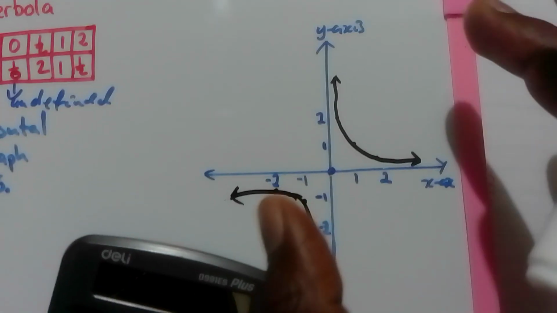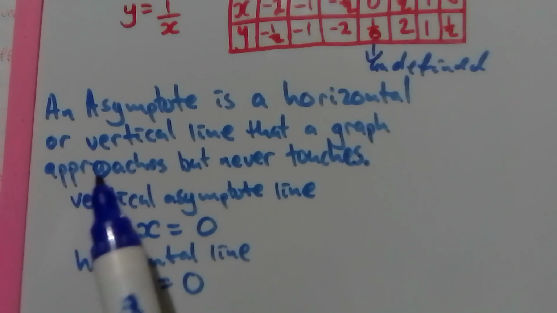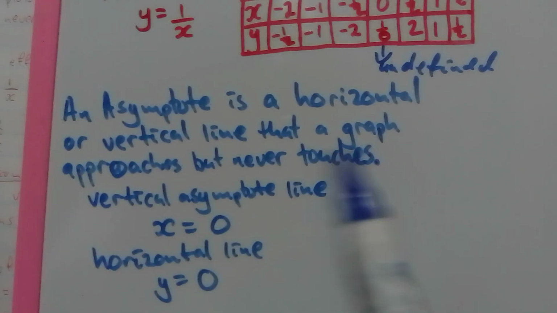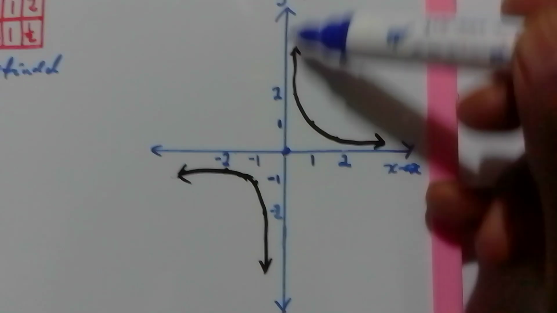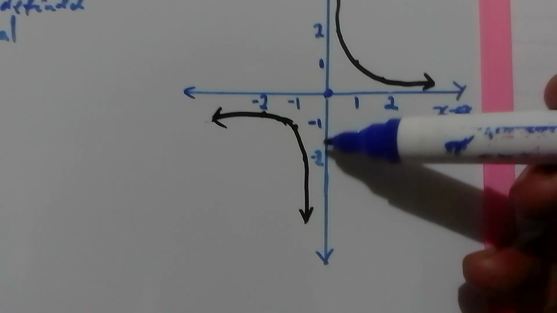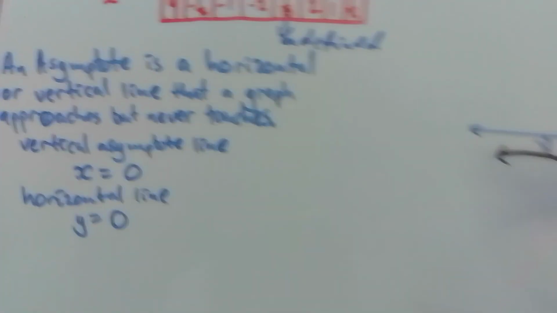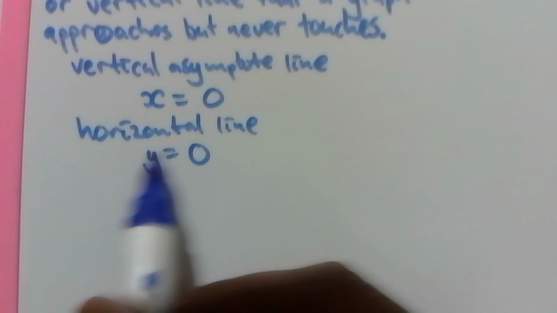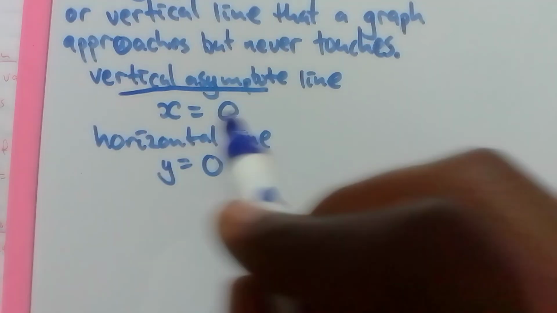Now, what does that mean? We're introducing a new term, which is called an asymptote. What is an asymptote? An asymptote is a horizontal or vertical line that a graph approaches but never touches. Our graph is approaching this y-axis in quadrant 1 and quadrant 3, but it will never touch it. That's an asymptote. In this particular case, as I said in the notes, we've got a vertical asymptote line and a horizontal asymptote line. Our vertical asymptote line is x equals 0.